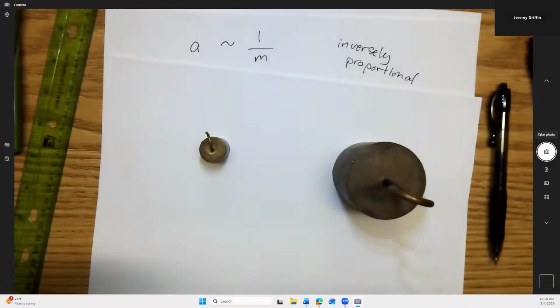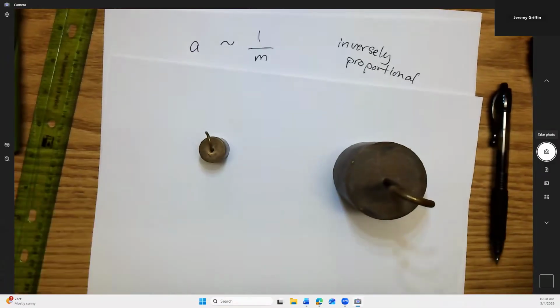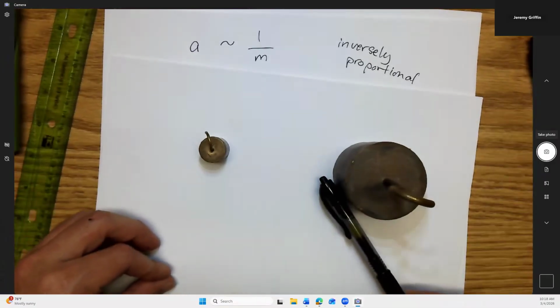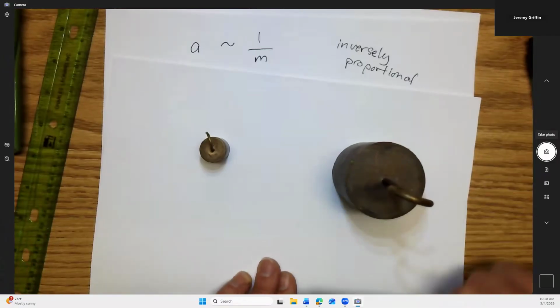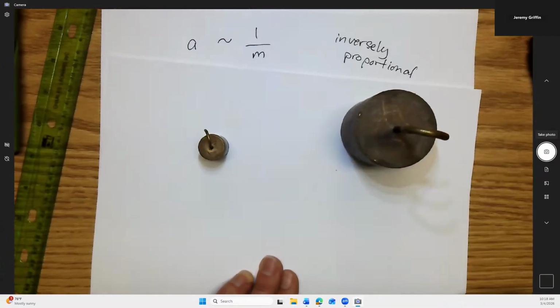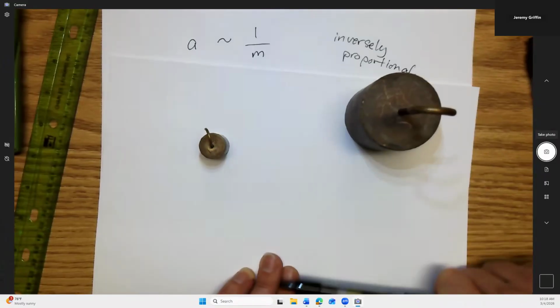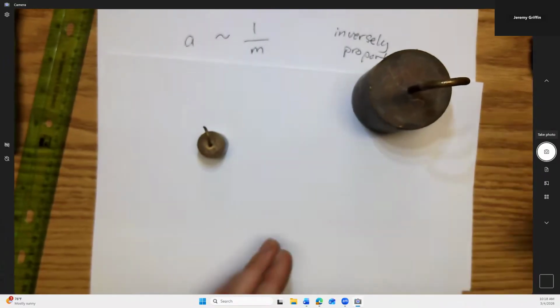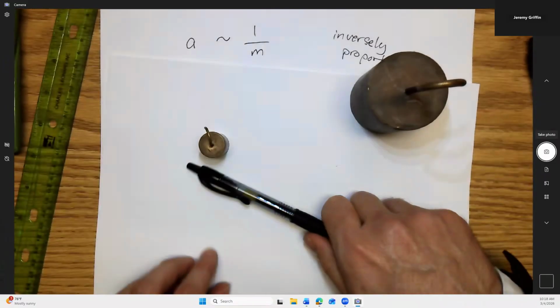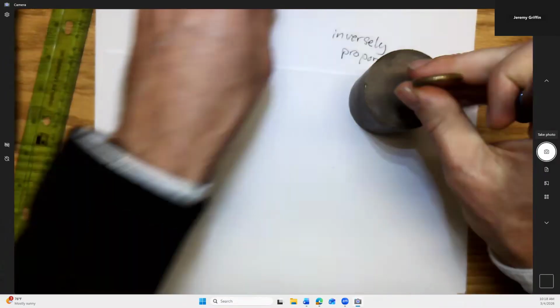Let me do a quick demo for you guys. That's given all else equal, like the same force and so on. I'm going to put the same force on both of these guys. Let me put the force on this guy. Is that a larger or smaller acceleration? Which would be like a change in motion. That's hardly a change in motion at all. Let's check out this guy. Oh, it goes flying across the room.